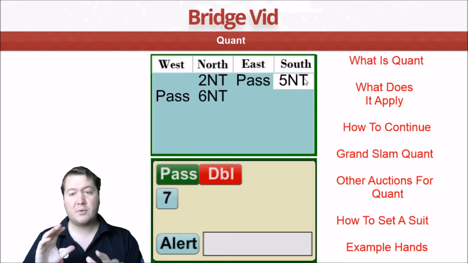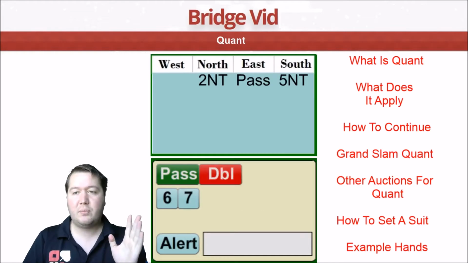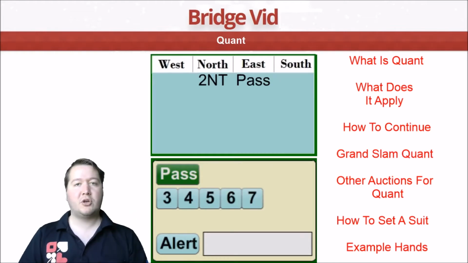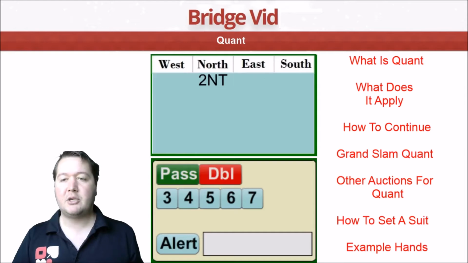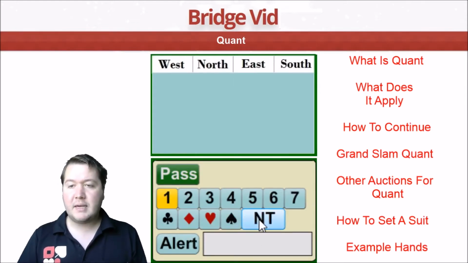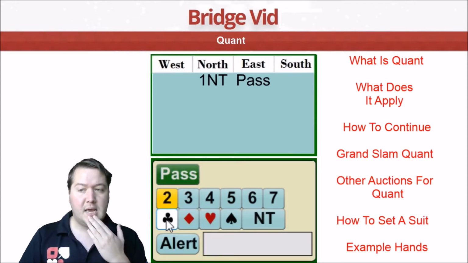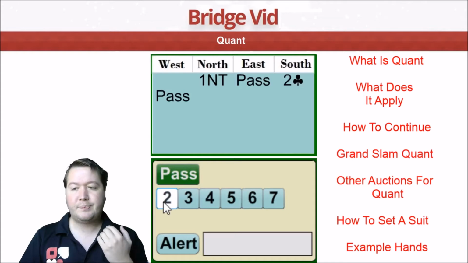So next I just wanted to talk about some other auctions to Quant. Now you don't always just open 1 no trump and go straight to 4 no trump. Sometimes you might try and find a major suit fit. So probably the most common one for me is when you have something like this and you use the Stayman convention and try and find a fit.